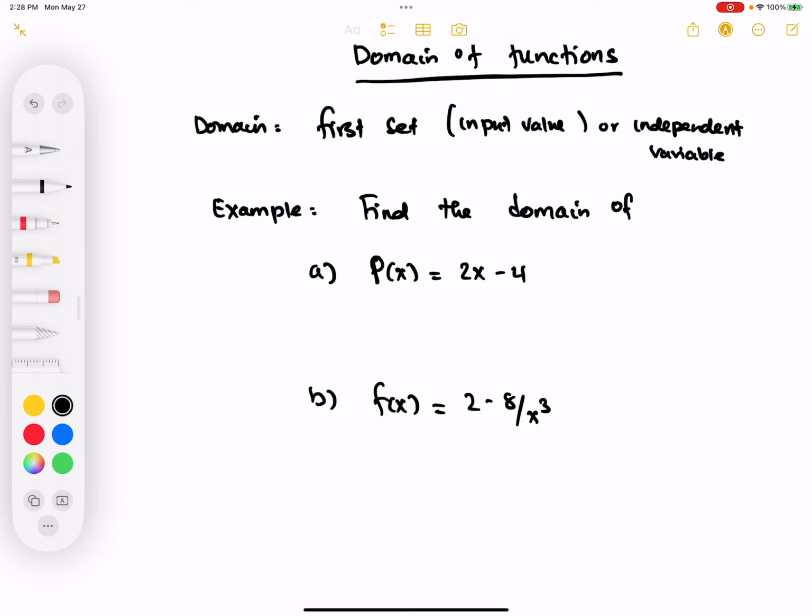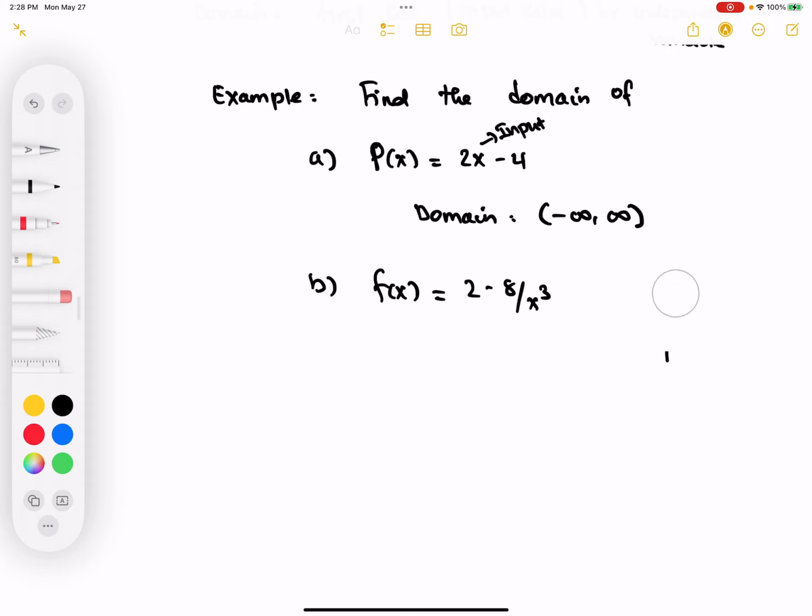In this case, for example, if you look at the first example, this is the input value. So what are the possible input values for this p of x equals 2x minus 4? Whatever value you plug in, the function is defined. In this case, we said that the domain is defined without any restriction. So the interval notation for the domain is from negative infinity to positive infinity. That means you can input any x values into p of x, and the function is defined for all real numbers.